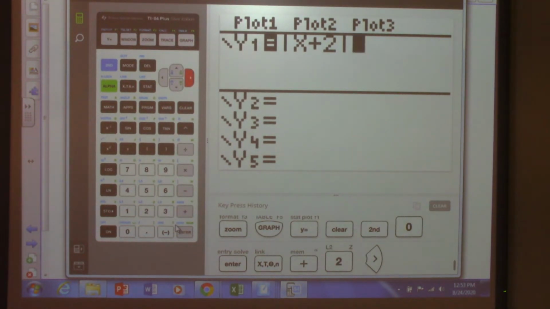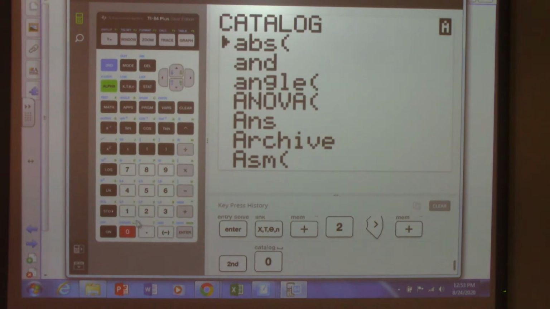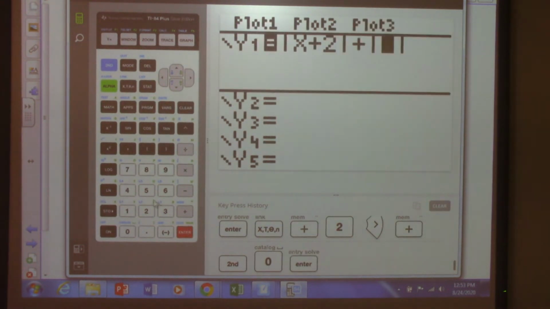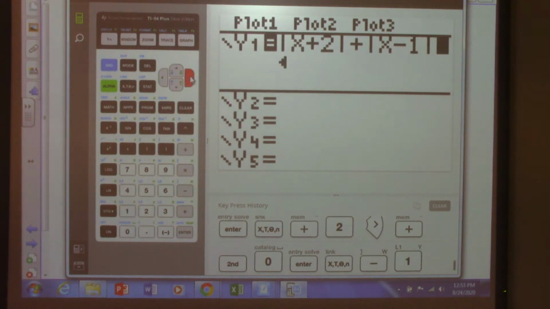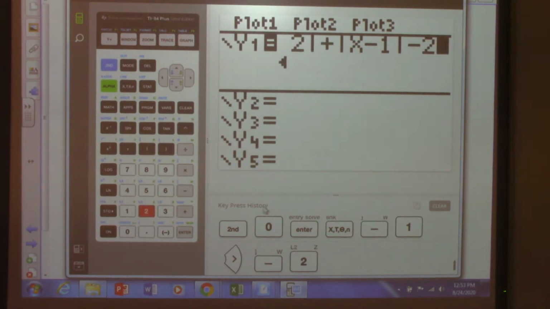Wait, I forgot to do the absolute values. Plus, second, catalog, enter, I got it now. x minus 1. Ooh, lovely. And then we go ahead and put minus 2. That's not going to work for me. There's catalog. Yeah, it's at the bottom, the zero.